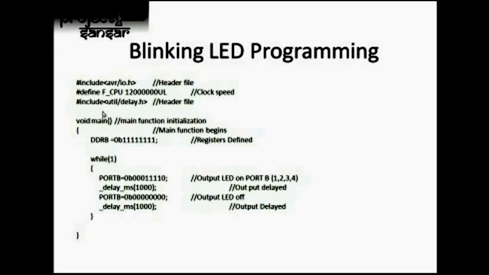So for every program we have the main routine or the main function. A program always starts reading from here. So here first we define the data direction register. DDRB is equal to 0B11. So we are taking port B as an output.